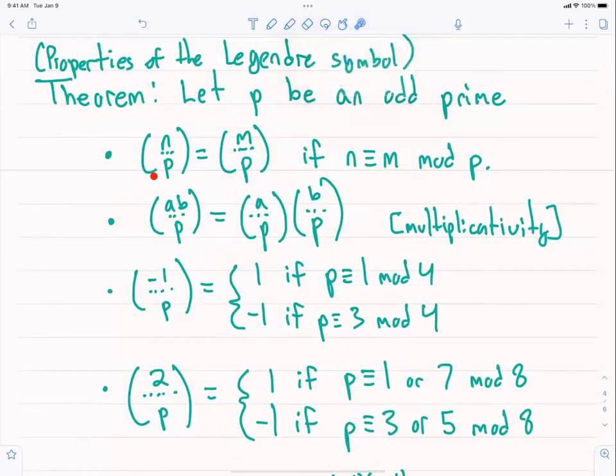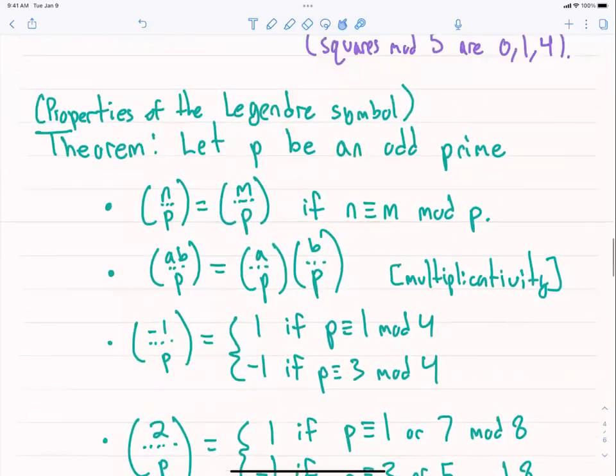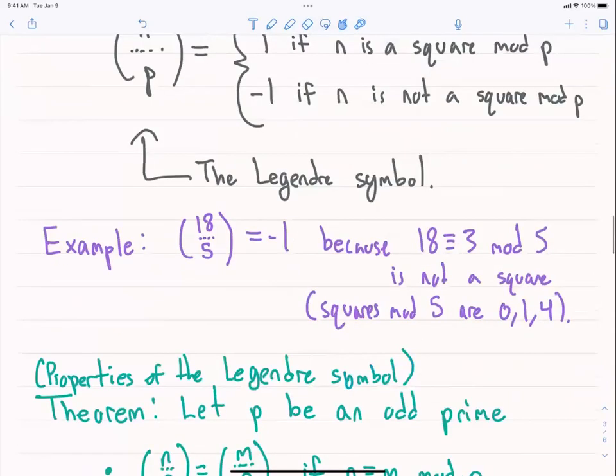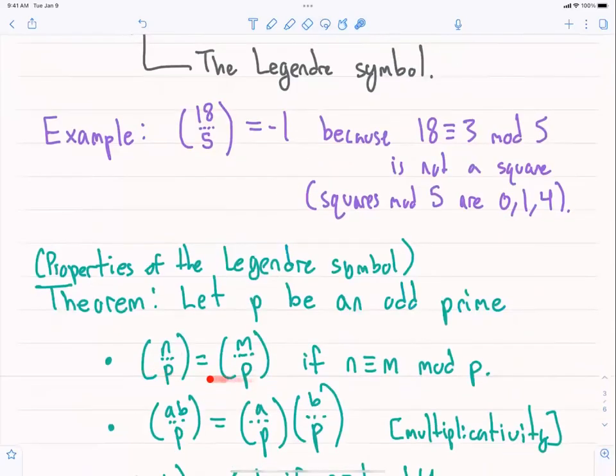Well, the first one is just from the definition. This says if N is congruent to M mod P, then the Legendre symbol of N over P is the same as the Legendre symbol of M over P. And that's just because the Legendre symbol is defined to be about whether the number is a square mod P, and obviously that only depends on N modulo P. So this first property is just encoding the fact that this only depends on N modulo P.